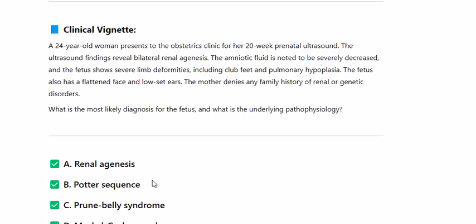What is the most likely diagnosis for the fetus, and what is the underlying pathophysiology? A. Renal agenesis. B. Potter sequence. C. Prune-Belly syndrome. D. Meckel-Gruber syndrome.